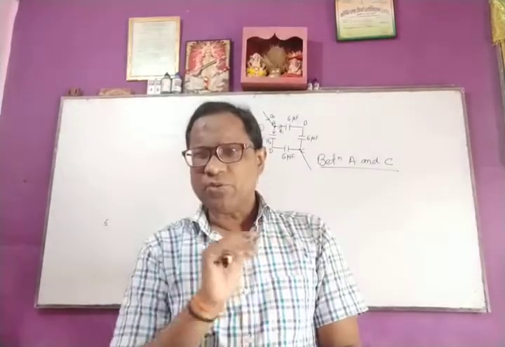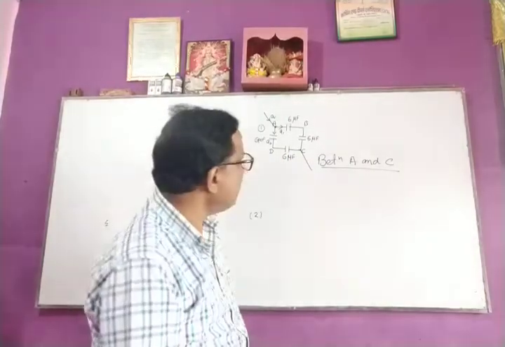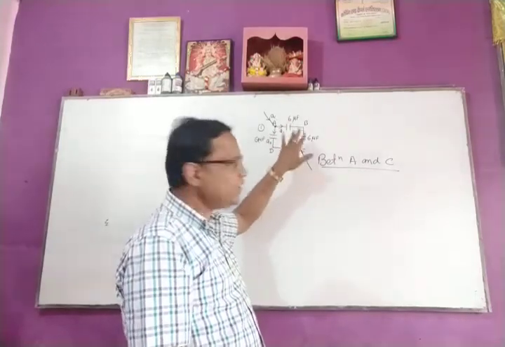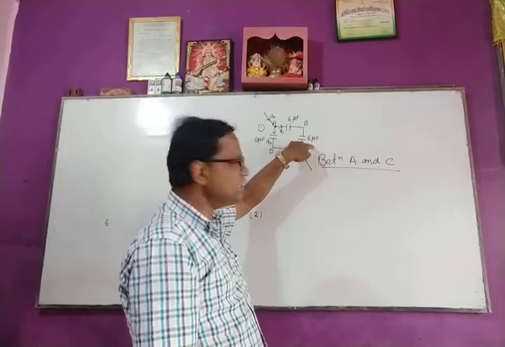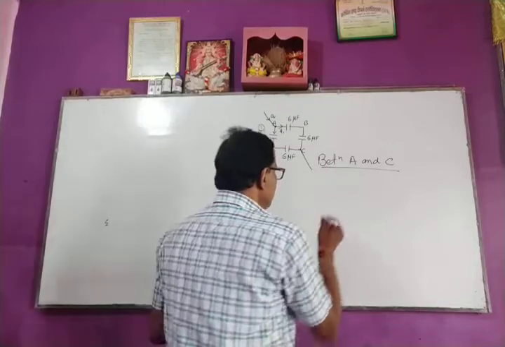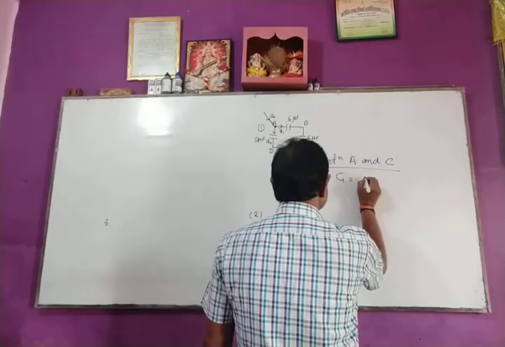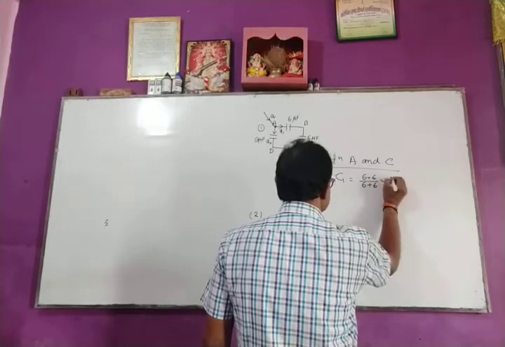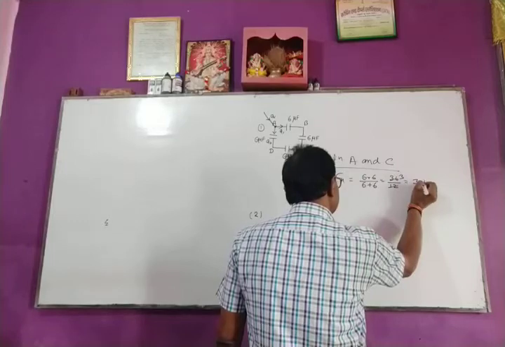In this numerical, we have to find the equivalent capacitance between the points A and C. It is clear that 6 and 6 are in series, and the other 6 and 6 are also in series. So we can write C1 is equal to 6 into 6 by 6 plus 6, that is 36 by 12, 3 microfarad.